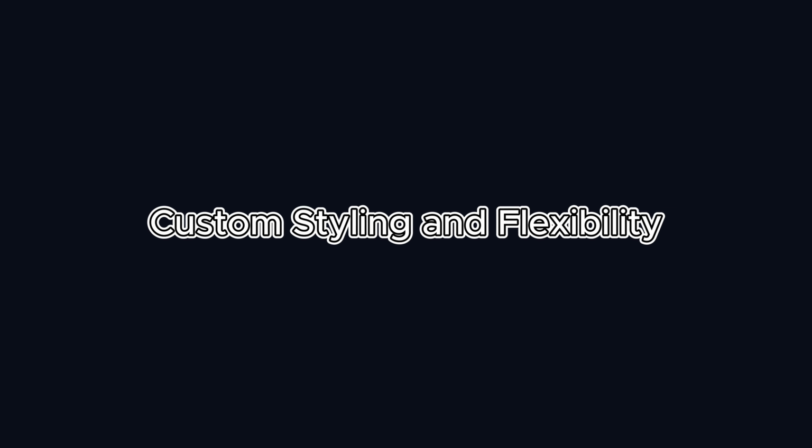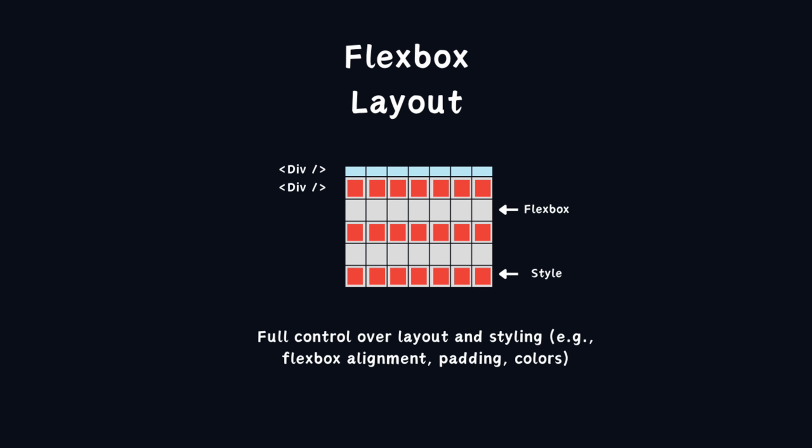2. Custom styling and flexibility. The virtualized rows use div elements to provide full control over layout and styling, e.g., flexbox alignment, padding, colors. Styling TD tag and TR tag often involves inheriting table-related behaviors, which might interfere with custom styling needs. 3. Simplified positioning. Virtualization relies on position absolute to position rows dynamically as the user scrolls. This is easier to achieve with div than with TR elements within a table tag.